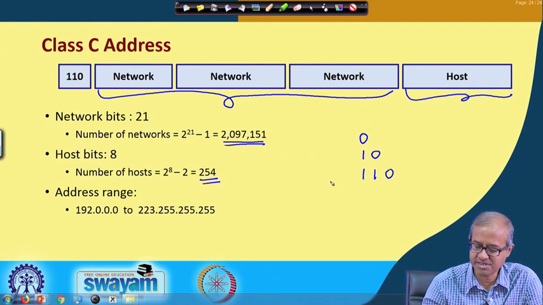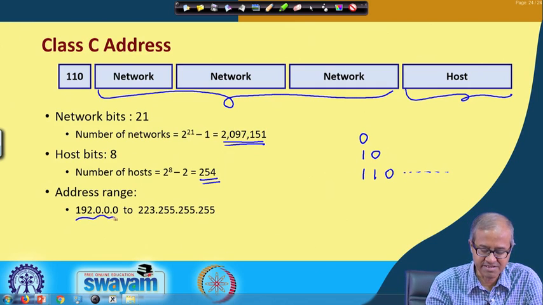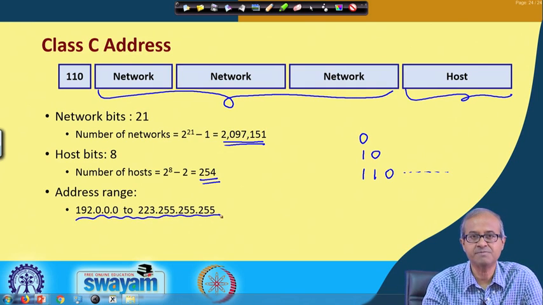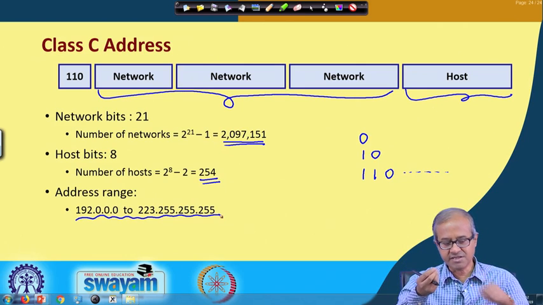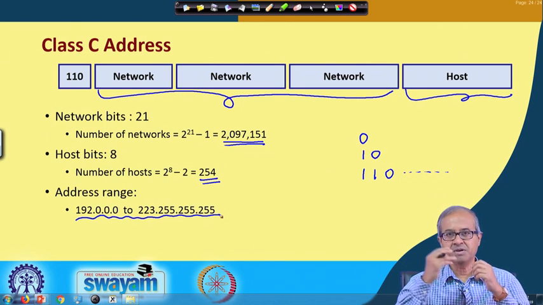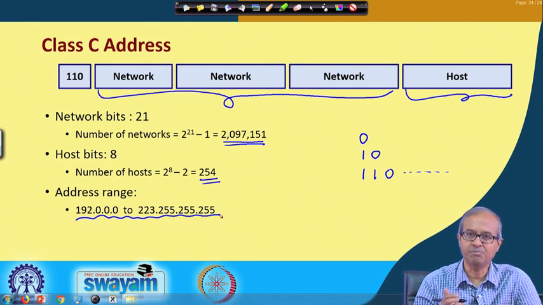And again if you expand 110 followed by all 0 to all 1, you can find the range of the IP addresses. So, if you remember these numbers, by looking at an IP address you will be able to know which address class this IP address belongs to.